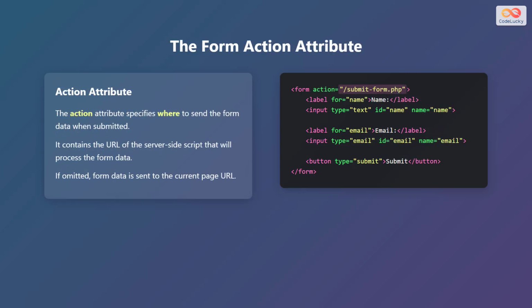The action attribute specifies where to send the form data when the form is submitted. It contains the URL of the server-side script that will process the form data. If the action attribute is omitted, the form data is sent back to the current page's URL. For example, in the code snippet, the action attribute is set to /submitform.php, which means that when the form is submitted, the data will be sent to the submitform.php file for processing.